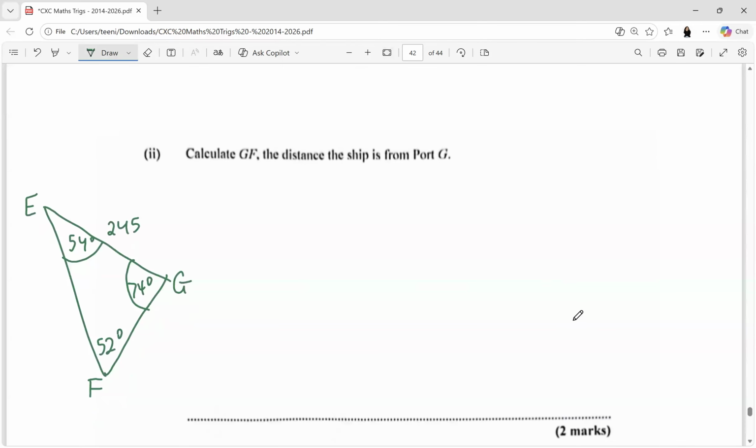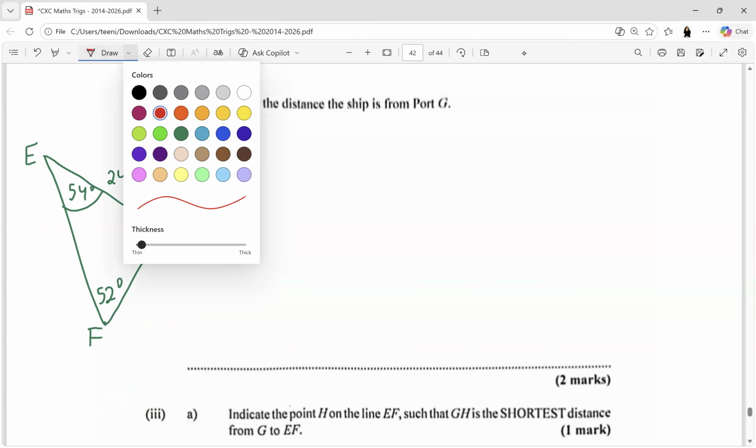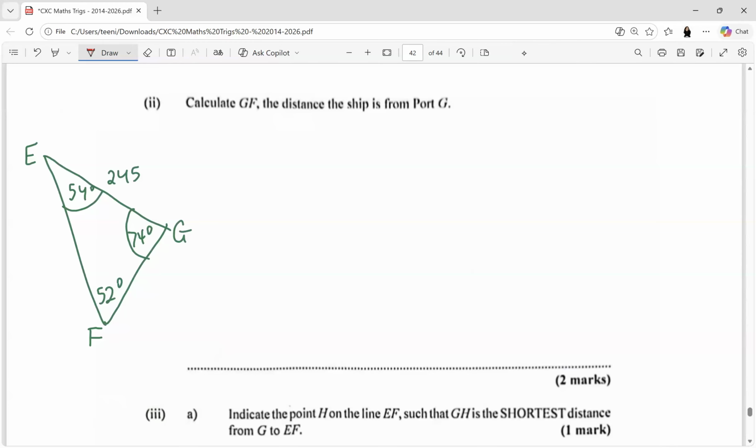Right, so we need to calculate GF. To calculate GF, guys, we already established that we need to use the sine rule because the cosine rule is used when you have two known sides in order to find a third side, right? Two known sides and an included angle. However, we only have one side here. So just to recap again, because I think you all should know this from revising from last week.